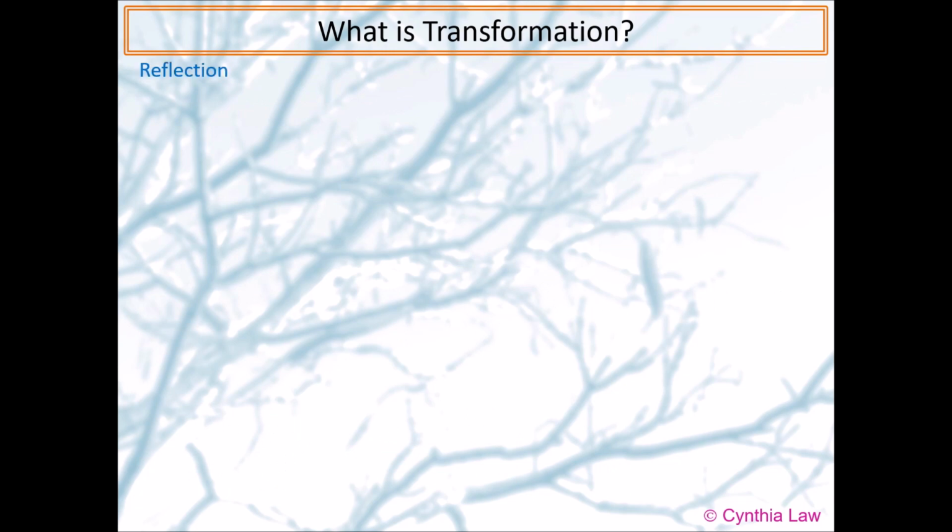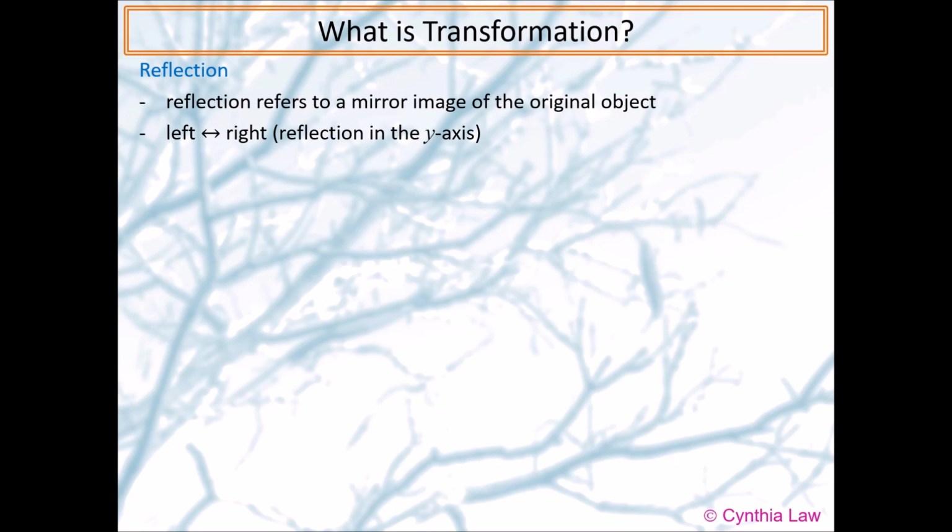Now let's look at reflection. Reflection refers to a mirror image of the original object. We have left-right reflections, which means there is a reflection in the y-axis. We have up-down reflections, which means we're reflecting in the x-axis.